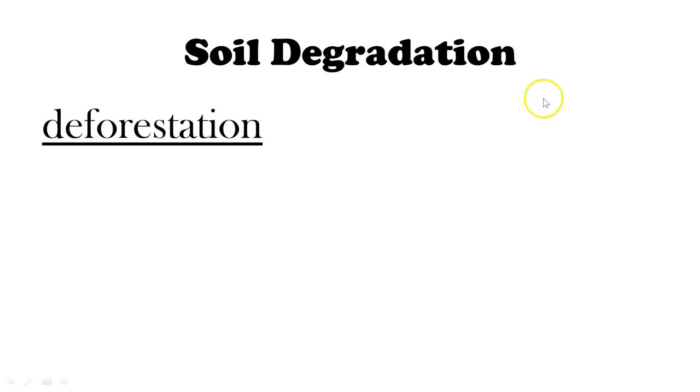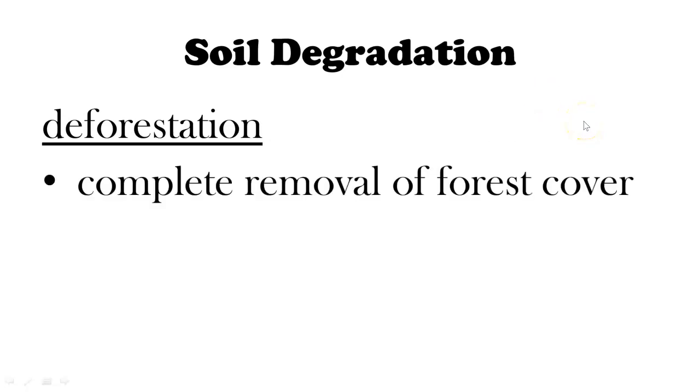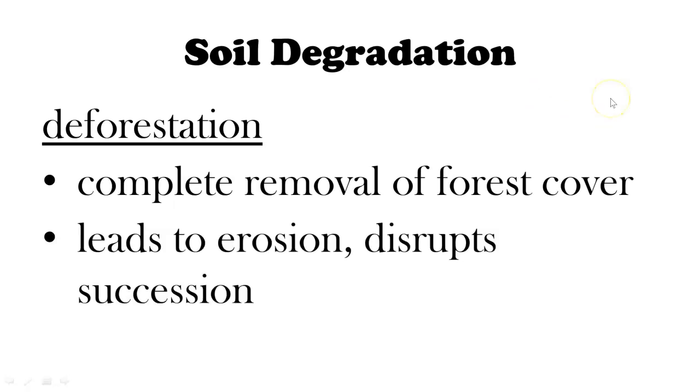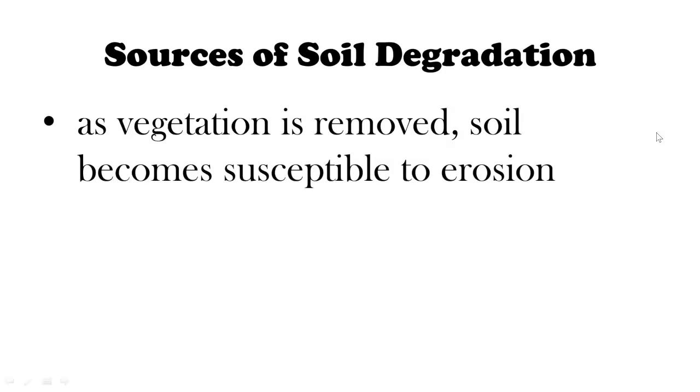First one we've got here is deforestation, which is the complete removal of forest cover on a soil. Of course, we talked about how removing the vegetation from the top of a soil can lead to erosion, and it can also disrupt succession. There's different types of deforestation, including simply the removal of trees of an area to the complete removal of all vegetation. So as the vegetation is removed, the soil becomes more susceptible to erosion.